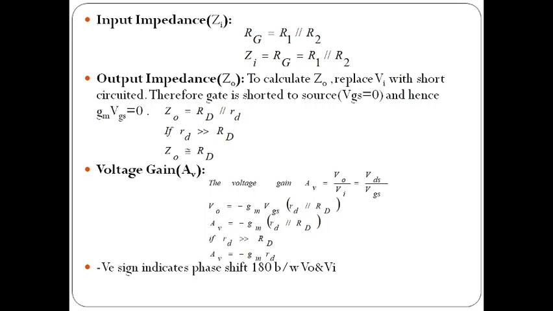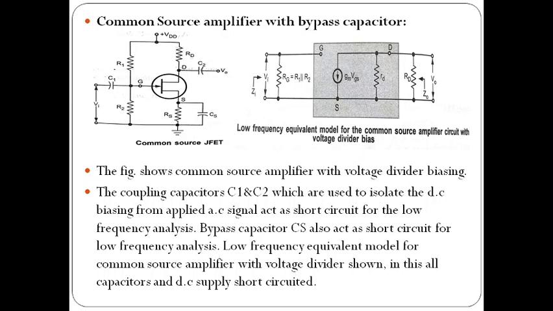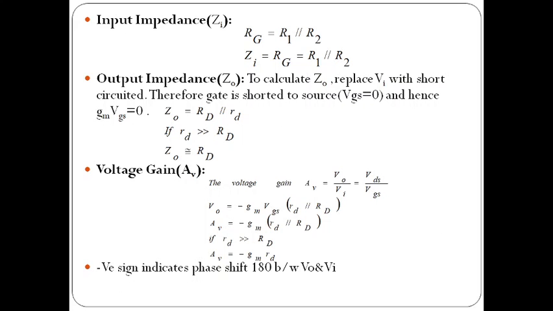We need to calculate the input impedance, output impedance and voltage gain. Input impedance is calculated by observing from the input side. On the input side we can observe only the RG value. RG is nothing but the parallel combination of resistors R1 and R2. So input impedance ZI equals RG, which is R1 parallel to R2.